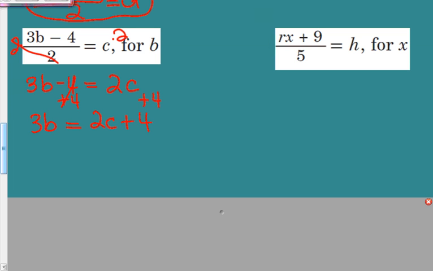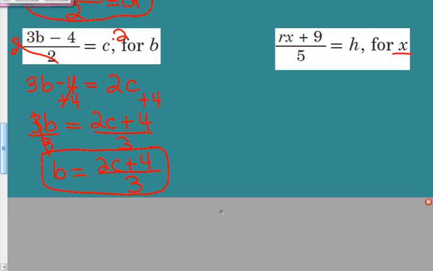Now I have a 3 being multiplied, so I'm going to divide my 3 away. Once the 3's are gone, b equals 2c plus 4, over 3. And we're finished, because you can't divide 3 into any of those terms. So that's done too. Now we're going to solve for x.